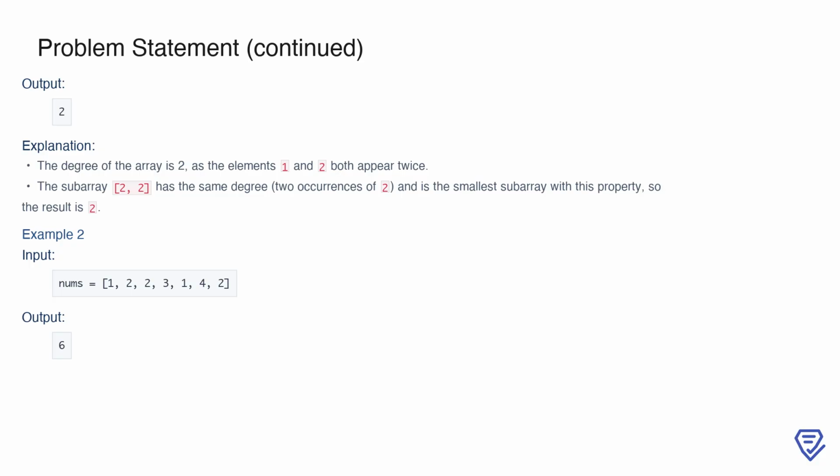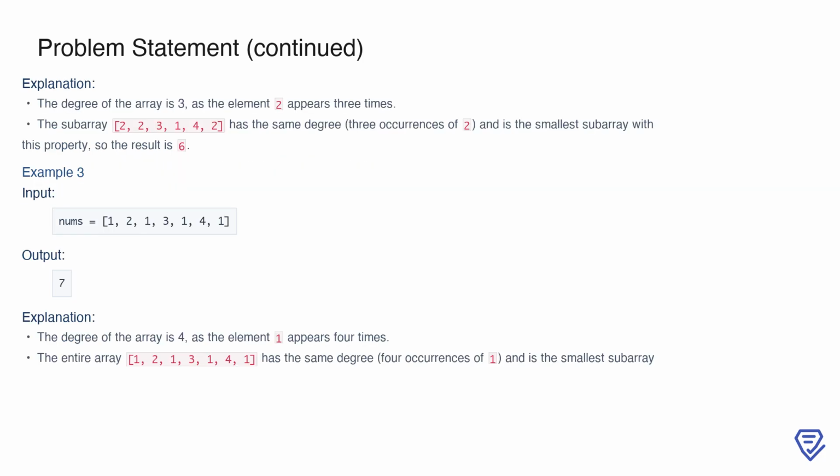Now let's examine another example with a longer array. In the second example, the input array is 1, 2, 2, 3, 1, 4, 2. The degree of the array is 3, because the number 2 appears 3 times, which is more frequent than any other number. Among all possible subarrays, the smallest one that also has a degree of 3 is 2, 2, 3, 1, 4, 2. This subarray includes 3 occurrences of the number 2, and its length is 6. Therefore, the output is 6.